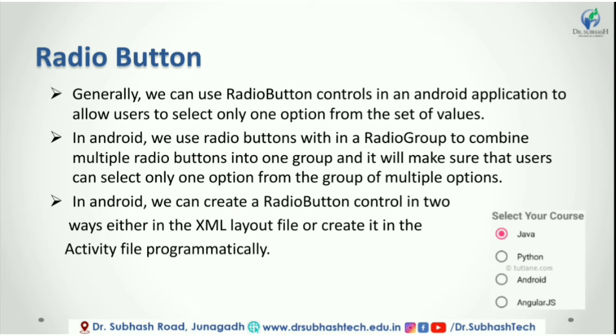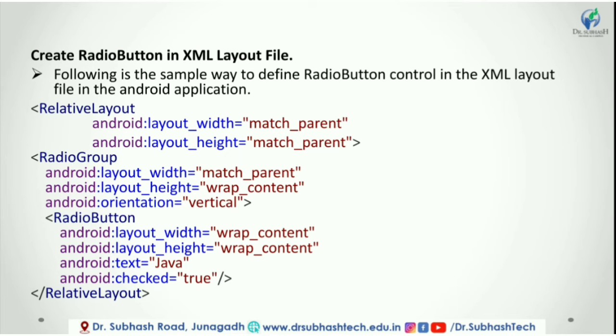In Android, we can create a radio button control in two ways, either in the XML layout file or programmatically in the activity file. The first way is to create the radio button in the XML layout file. Following is the simple way to define a radio button control using a radio group in the XML layout file in an Android application. If you observe the above code snippet, here we define a radio button control and set the radio button state on using the android:checked attribute in the XML layout file.